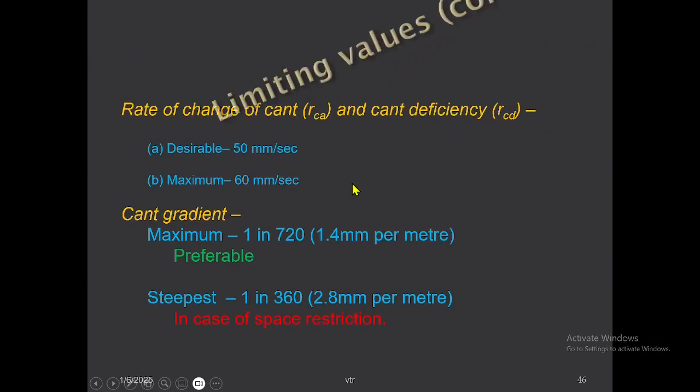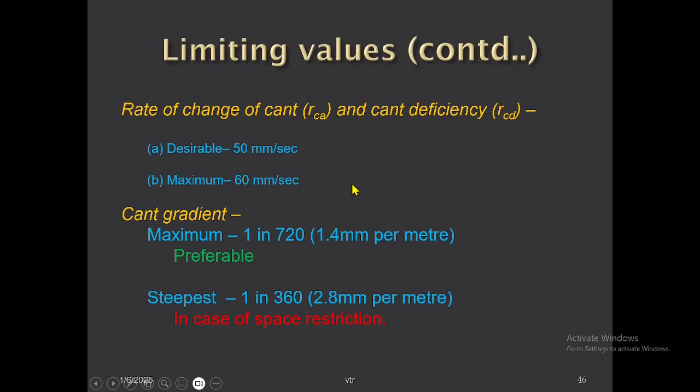Okay, and rate of change of cant and rate of change of cant deficiency. The desirable is 50 mm per second. Already we have discussed, the definition we have seen. The 50 mm per second, okay, in the transitional portion. This is desirable. And maximum: in certain conditions, situations, space constraint, or due to some reasons, if we are not able to follow this 50 mm, in that case, we can go up to 60 mm per second.